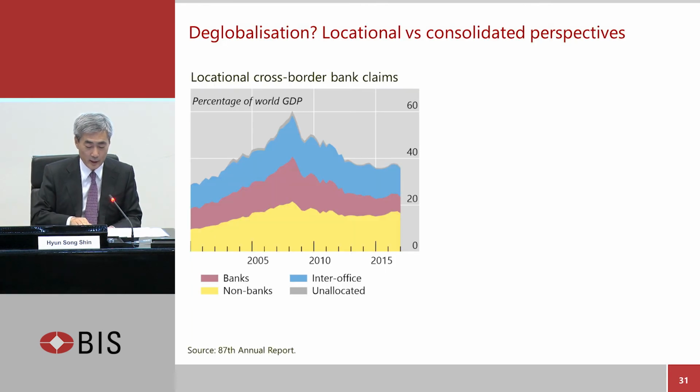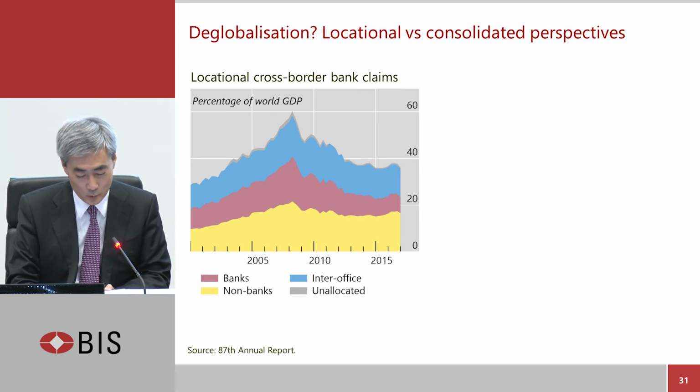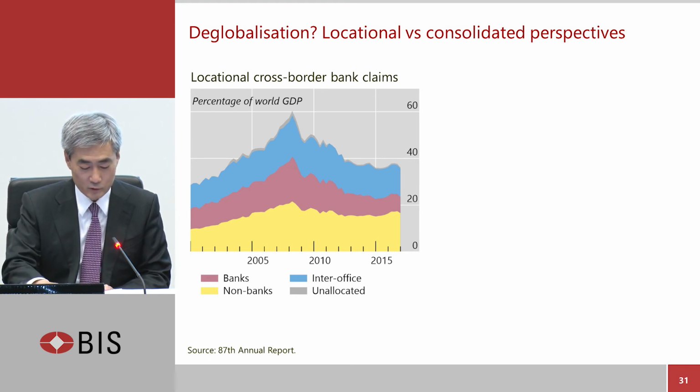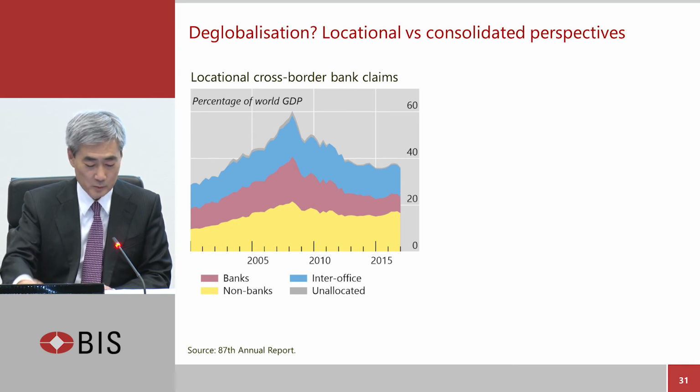And this brings us to the debate on deglobalization, which we cover in depth in the special chapter in the annual report. Now, you're aware that there is a debate about peak finance, which is the claim that the world has seen peak global finance, and financial deglobalization has begun. The proponents of peak finance point to the decline in cross-border banking as evidence. The left-hand panel here, taken from the annual report, does indeed show a decline since the crisis. Cross-border claims declined from a peak of around 60% of global GDP in 2007 to less than 40% recently.